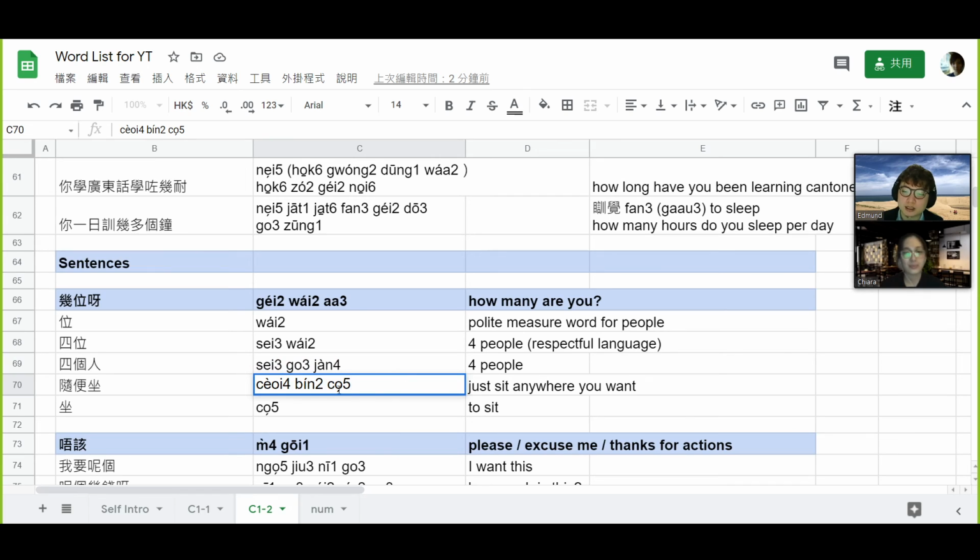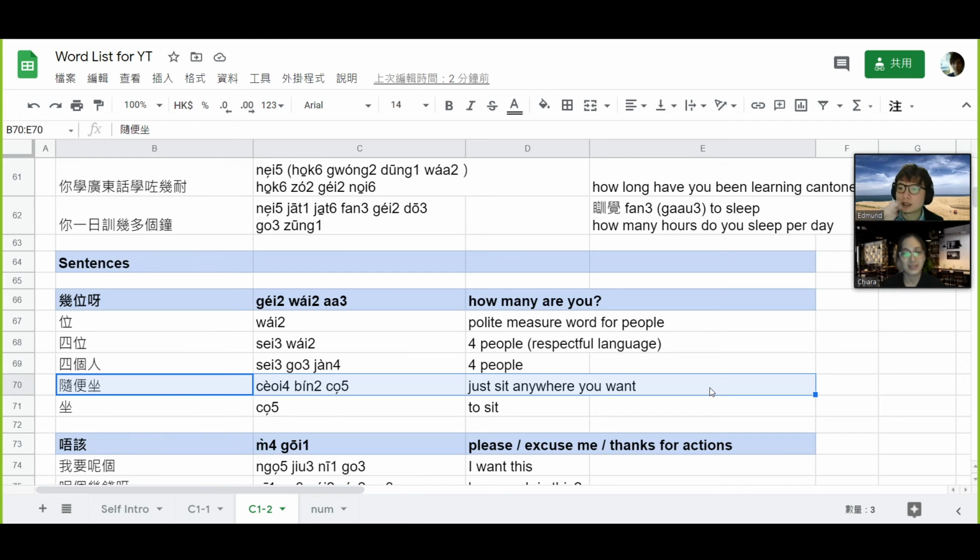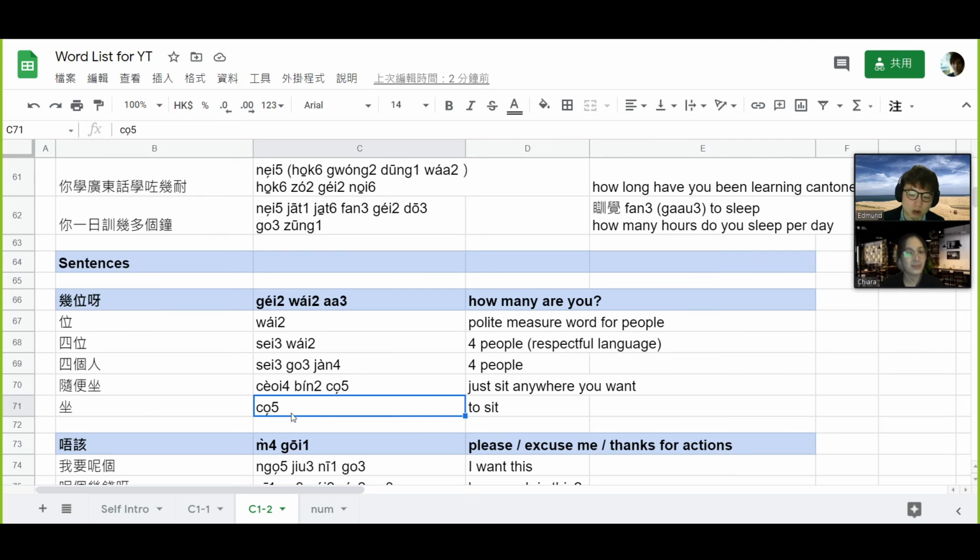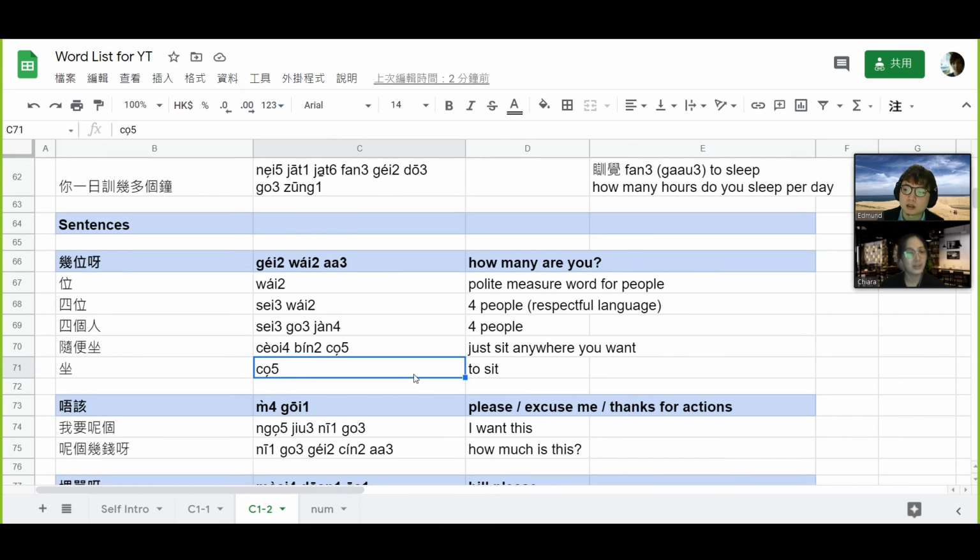And this is irrelevant to the numbers, but when you go to a restaurant where they don't lead you to the table, then they will say 隨便坐, just sit wherever you want to sit. So the sit is 坐 here. 隨便坐.